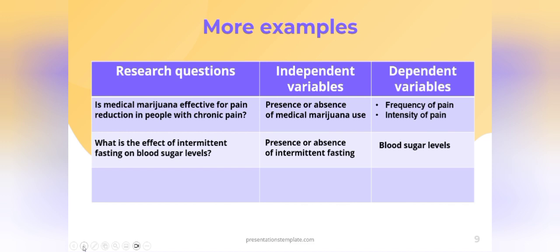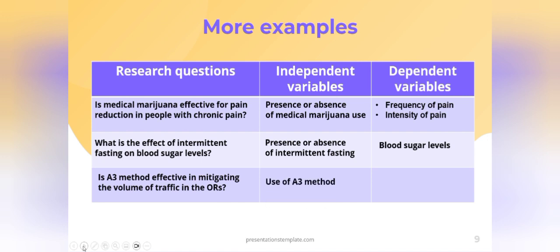For the third research question, which is also our article review: is the A3 method effective in mitigating the volume of traffic in the ORs? So for this one, I want to see the use of the A3 method, which is the independent variable, whether it has any effect on the dependent variable, which is the volume of traffic in the ORs. So do you think that this is simple? I know that you all had it right, but now let's look at some situations where it is not as simple to identify between IV and DV.